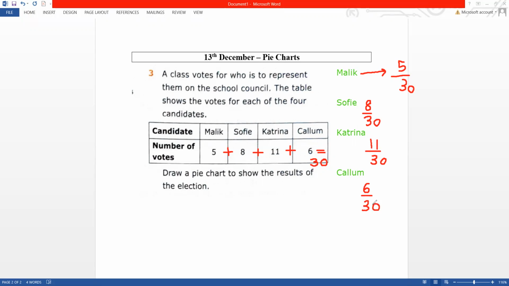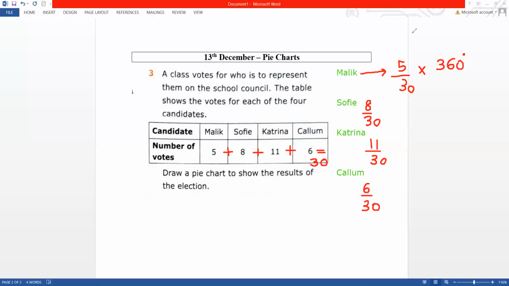Now they are asking you to draw a pie chart. So when you are going to draw a pie chart, we know in a pie chart we always consider the angles theory. Angles at a point add up to 360. So we are going to draw it with degrees only. Therefore, you have to consider it with 360. So then each fraction, I'm going to convert to degrees. See my Malik, the first one, I have 5 out of 30. I'm going to find it with 360 degrees. So that is what I'm going to do.